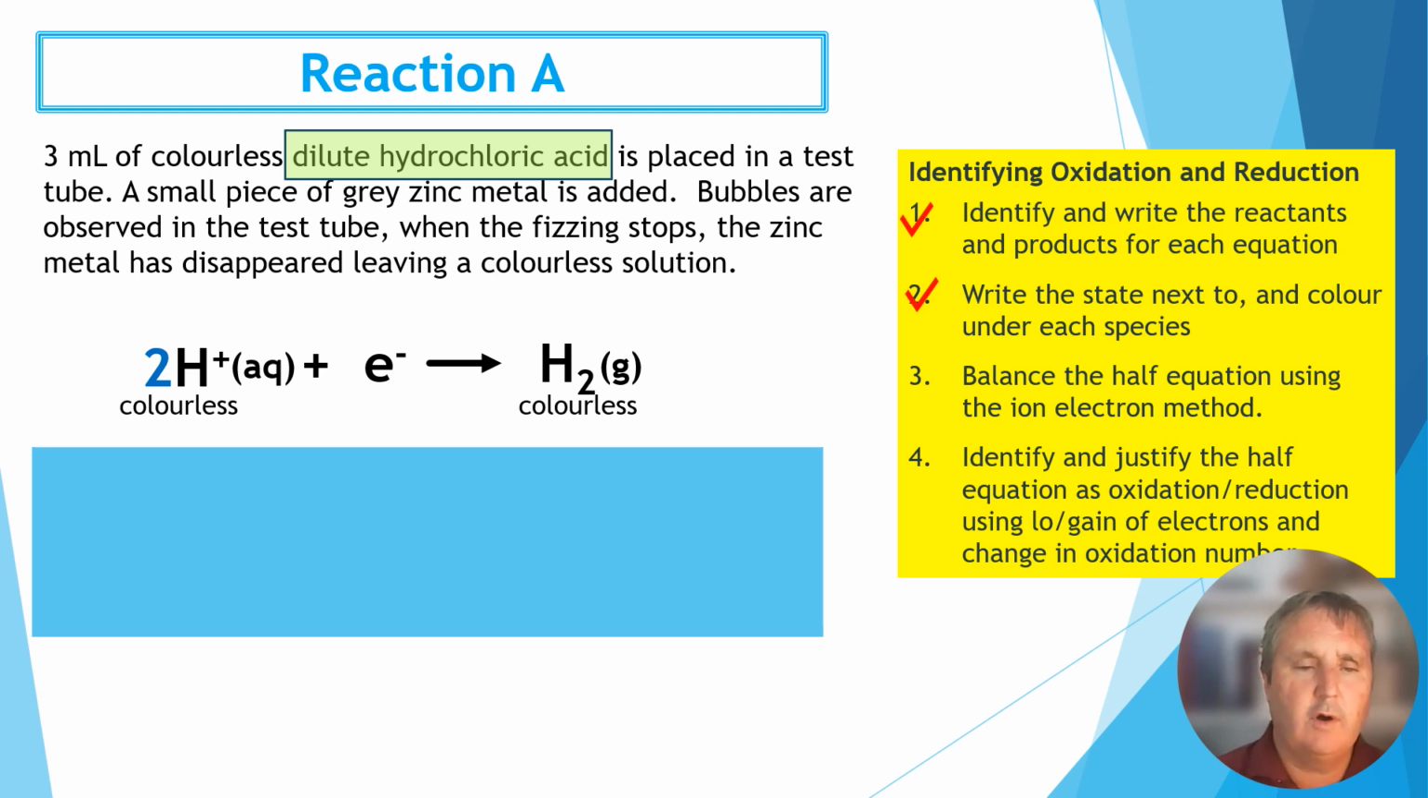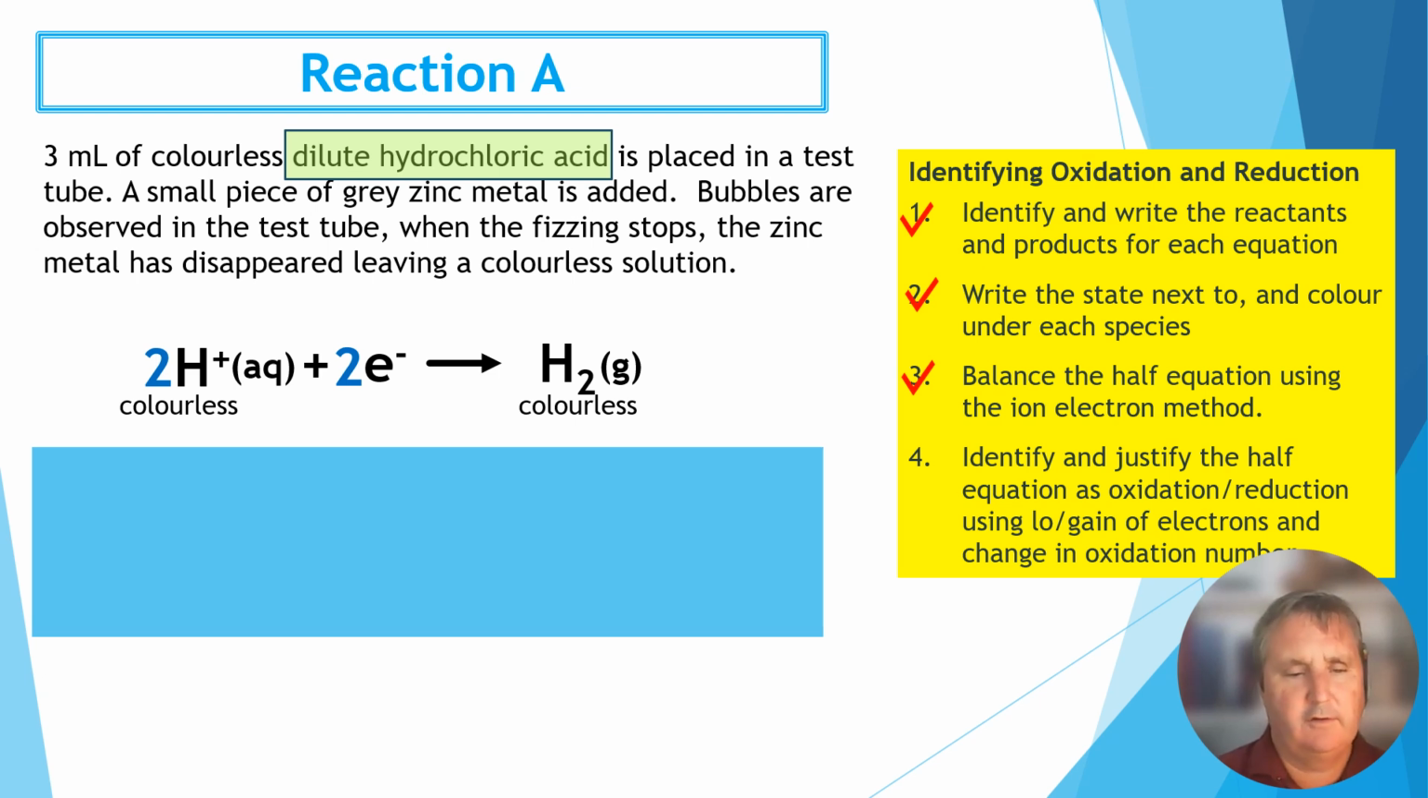The electrons are always added to the most positive side, so we're going to add electrons. But because the charge initially on the left hand side is +2 and the charge on the right is 0, we're going to add 2 electrons to make sure that the charge is balanced. So now we have our balanced half equation.